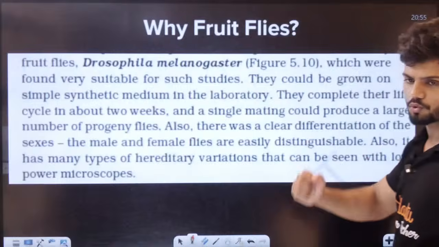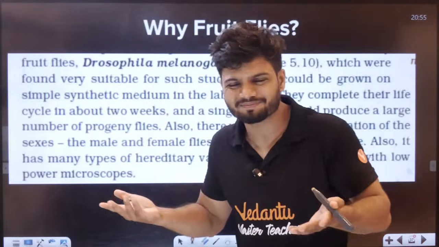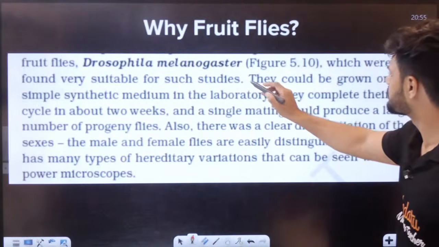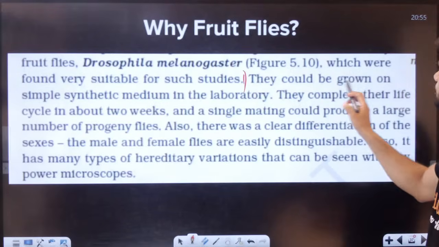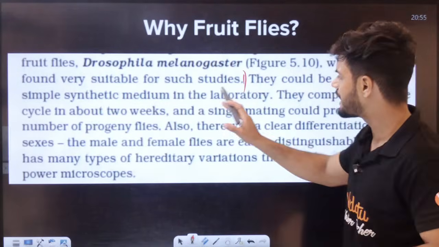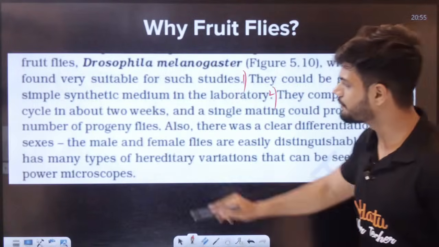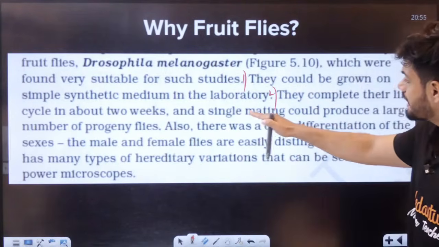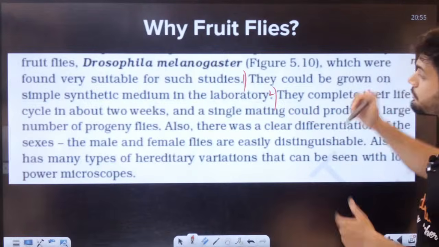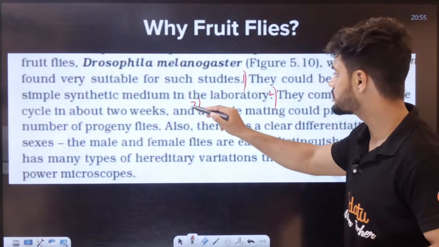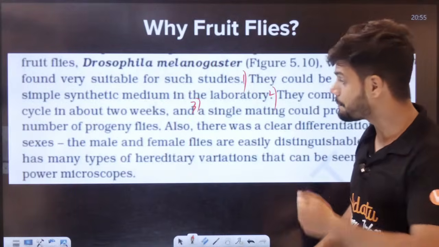So they can ask you questions: why fruit fly? Students, very simple answer. First point, they can be grown on a simple synthetic medium in the laboratory. Throw a banana, you'll get it. They complete their life cycle in about 2 weeks, and a single mating can produce a large number of progeny. So you get an unlimited supply here.